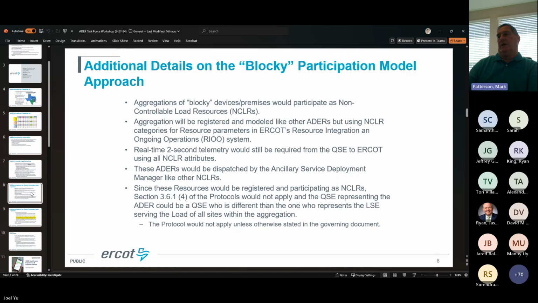And the last bullet on this slide, which was already mentioned, is that since these resources will not have a bid to buy for SCED dispatch, the requirement in 3.6.1 paragraph 4 of the protocols for phase 1 and phase 2, that the QSE representing the ADER must be the same QSE who represents the LSE, would no longer apply in the case of the blocky load model. So let's go ahead and move to the next one.